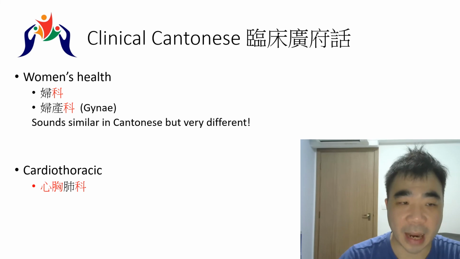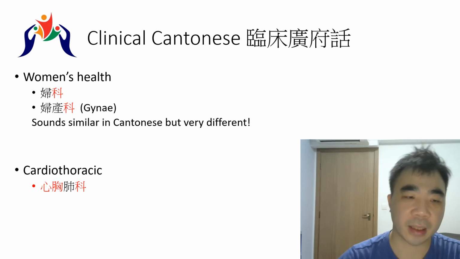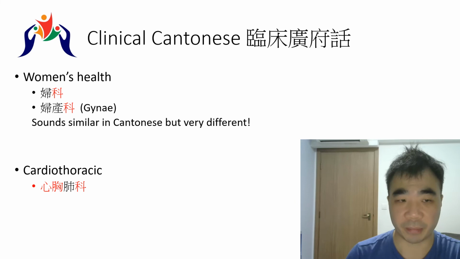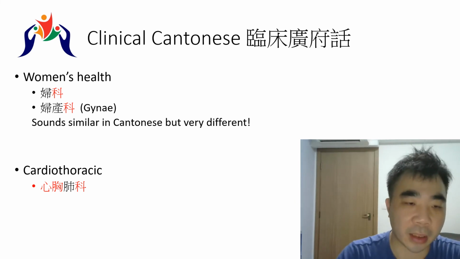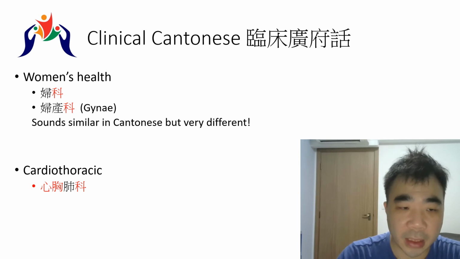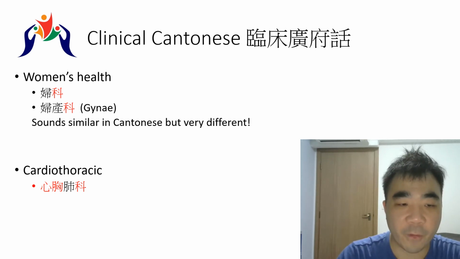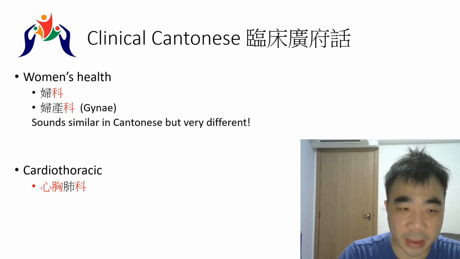And the other one I put in here, I will explain more later, is cardiothoracic. Then it's cardiopulmonary, your heart and lung problems, anything within the chest. In Cantonese, we say 心肺科, or in more detail, 心胸肺科, 心胸肺科.